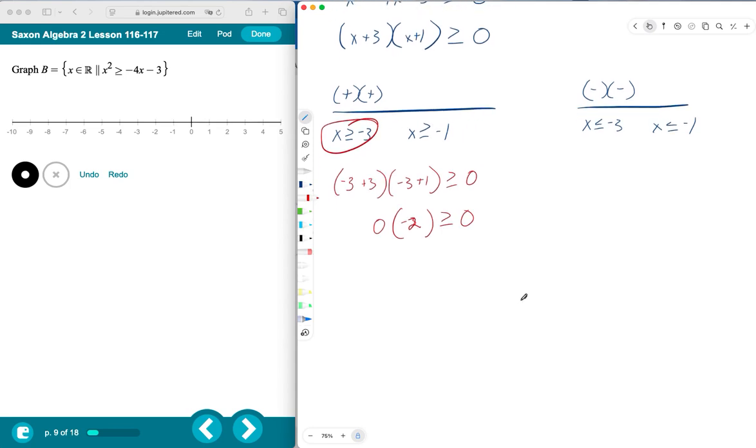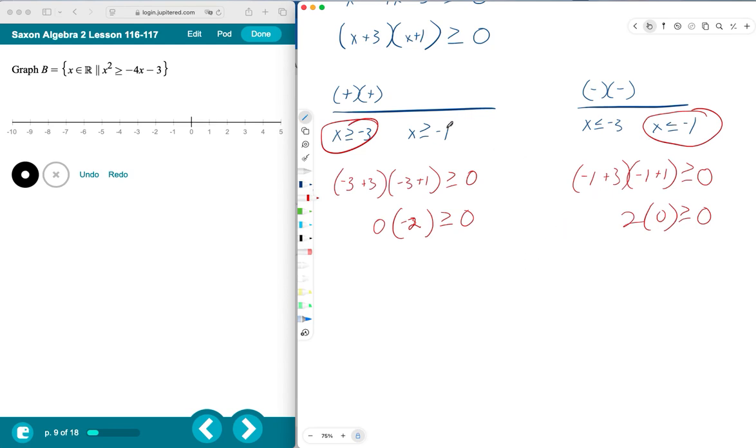Now we can assume this one's going to be incorrect because usually it's one of these and one of these when it's greater than. So let's check x is less than or equal to negative 1. I'm going to say negative 1: negative 1 plus 3, negative 1 plus 1, greater than or equal to 0. This would be 2 times 0, greater than or equal to 0. We know this is correct, so this one is going to be the right one.